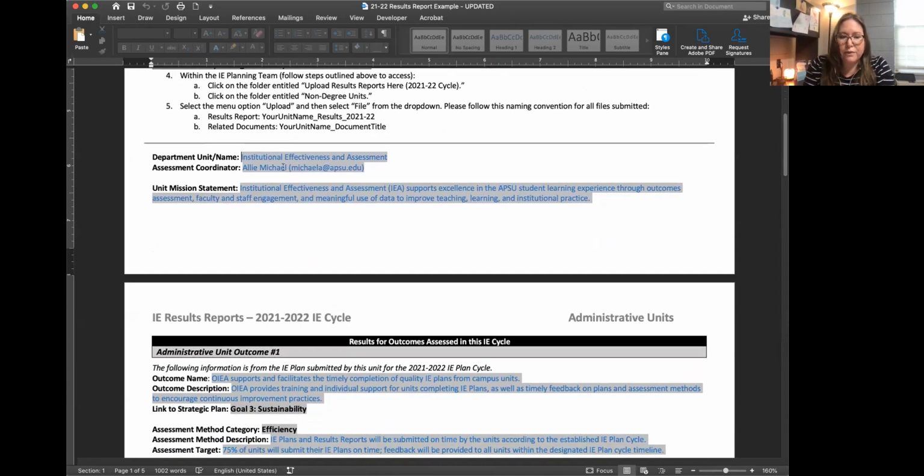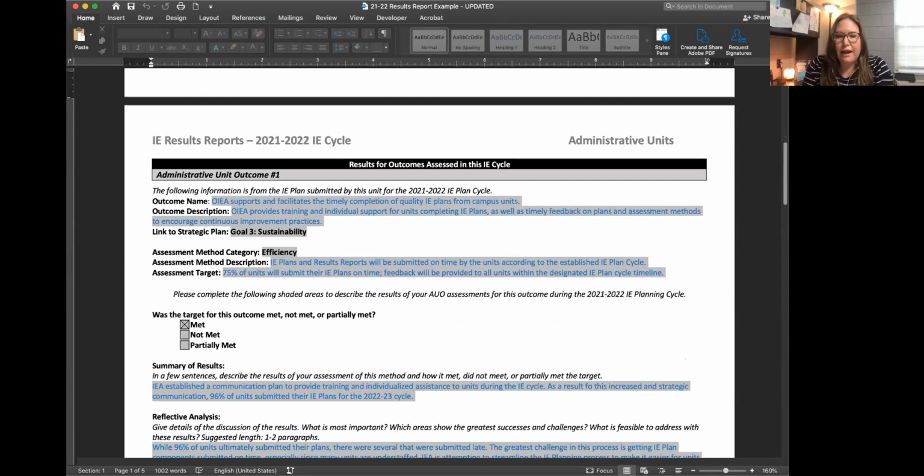So everywhere that you see a shaded box, that is a spot that you will need to provide information. So you'll see here, you just fill in your unit name, your assessment coordinator and email address, and then your mission statement. If you don't have a mission statement, you can just put there, this is being developed, or we don't have one, or whatever the case may be.